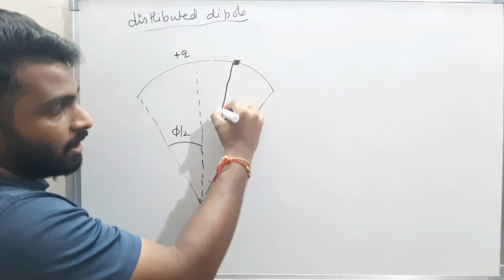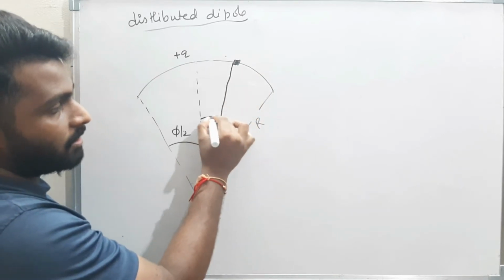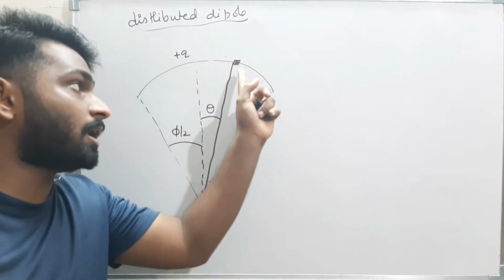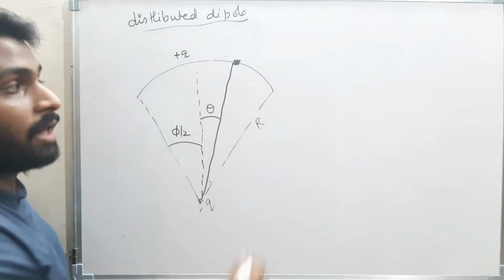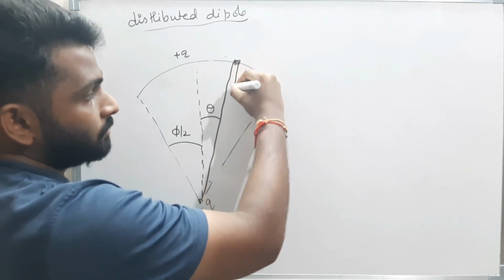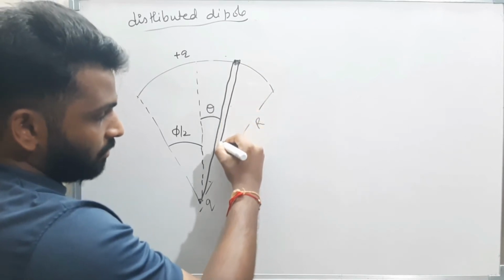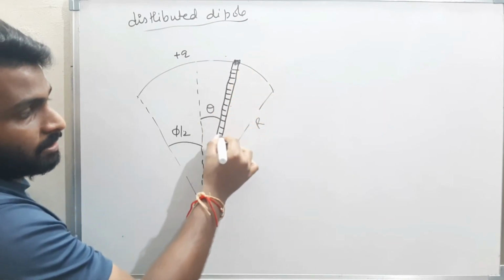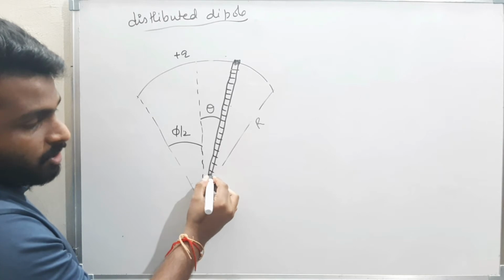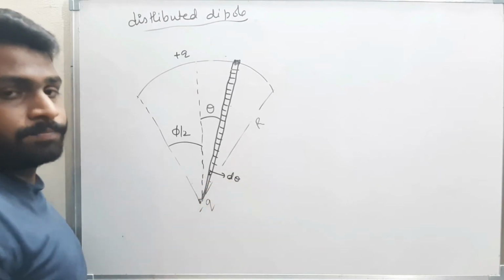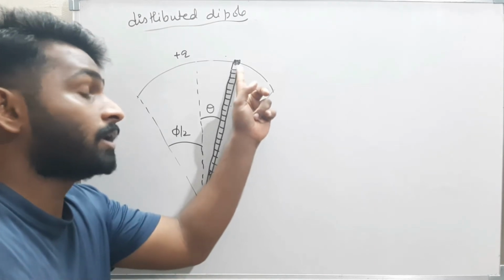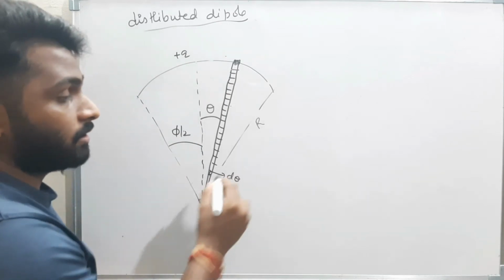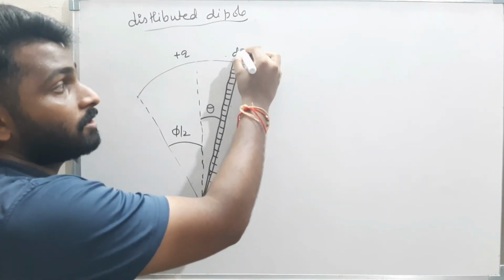This arc is at an angle theta. This small elementary arc is at an angle theta from the center. Now see, the angle made by this small elementary arc, this small angle, is d theta. I am assuming a small elementary arc at an angle theta from the center line, having an angle d theta, and the charge of the small elementary part is dq.